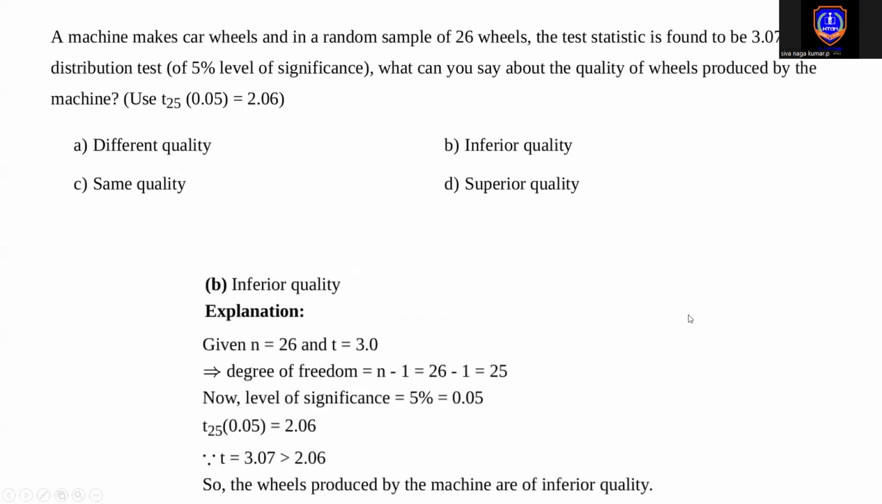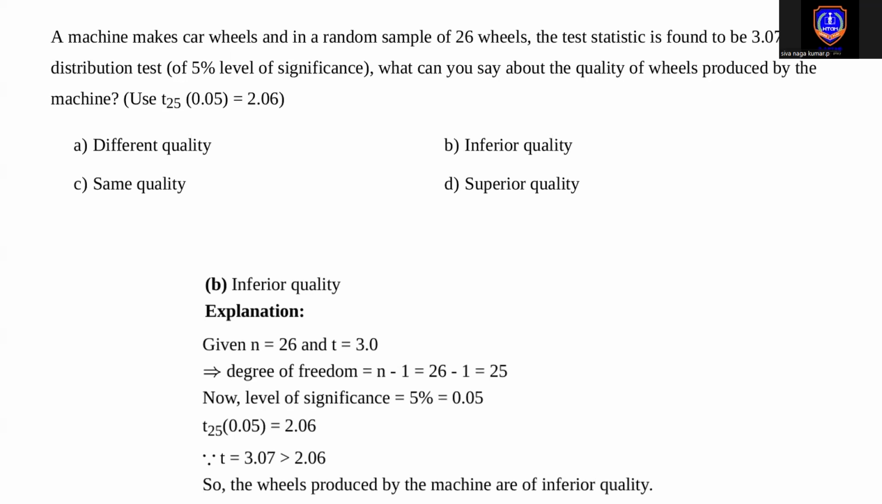A machine makes car wheels, and in a random sample of 26 wheels, the test statistic is found to be 3.07. As per the t-distribution test at 5% level of significance, what can you say about the quality of wheels produced by the machine? t25 of 0.05 equals 2.06. Option A, different quality. B, inferior quality. C, same quality. D, superior quality.